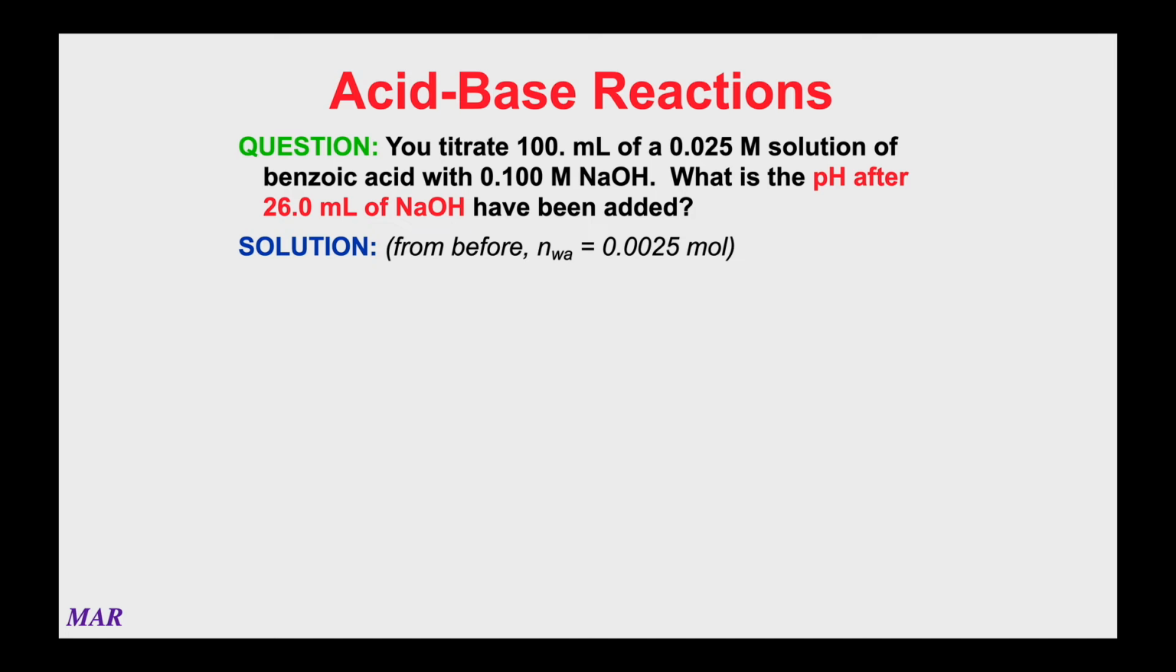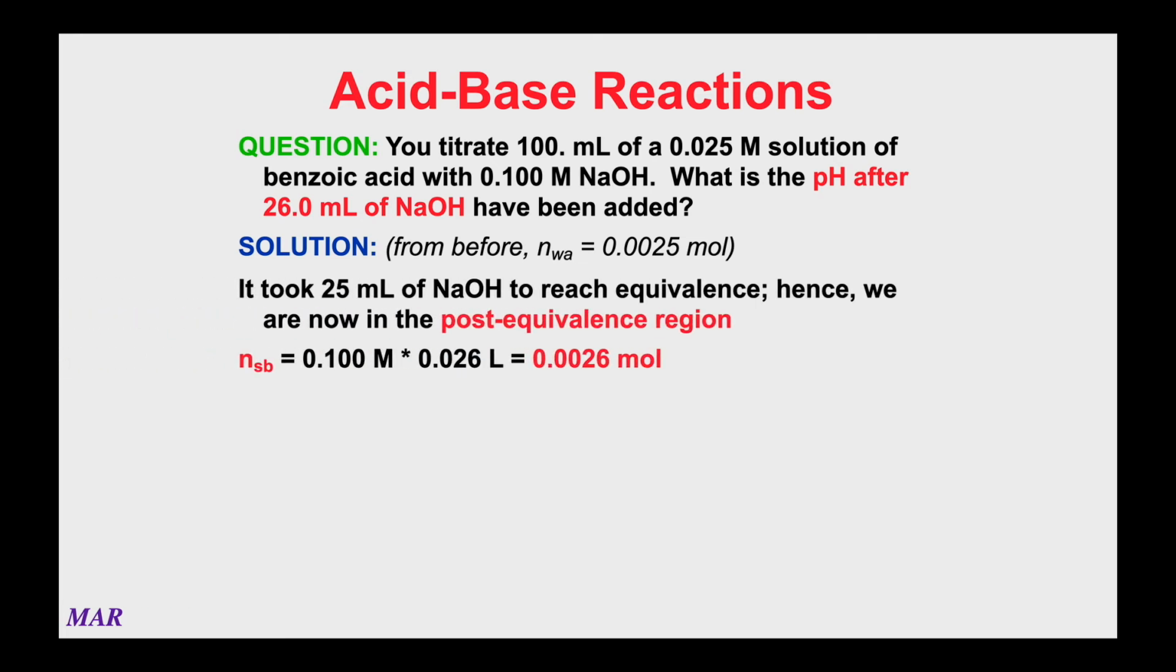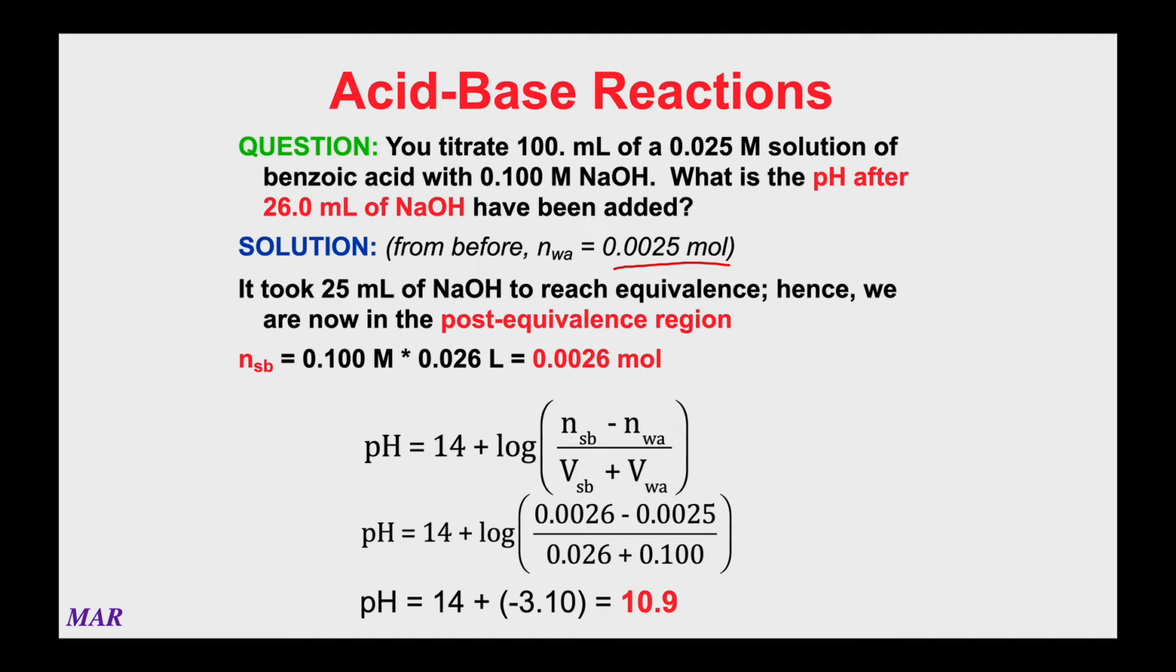So at this point, 26 milliliters, 1 milliliter past equivalence, we will have an excess of sodium hydroxide. And if you want to absolutely confirm that, find the moles, which you should do anyway. Concentration times volume, 0.0026 moles, and we had 0.0025 moles of benzoic acid from before. So pH equals 14 plus log moles of strong base left over divided by total volume. You can see here's the moles of strong base minus the moles of strong acid. It's a non-zero number. That's good. You want it to be positive. Divide by the total volume. pH comes out to be 10.9. So again, a little bit more basic than it was before, which is kind of cool.